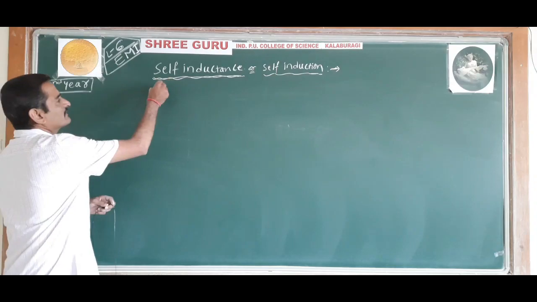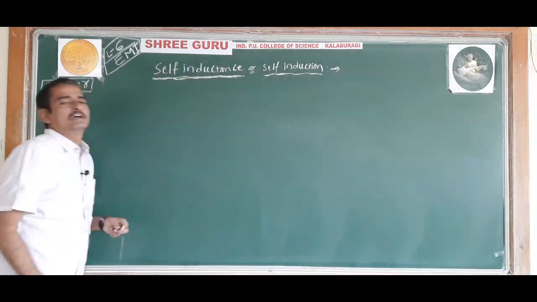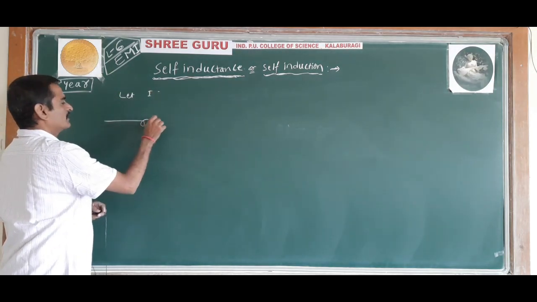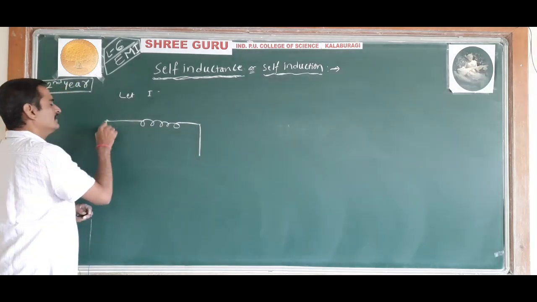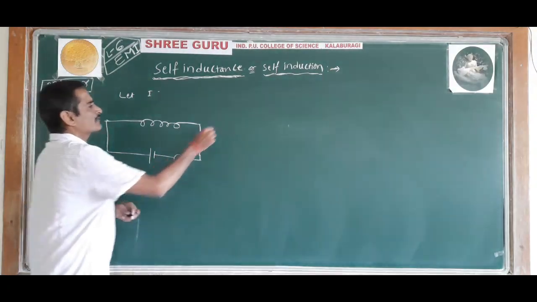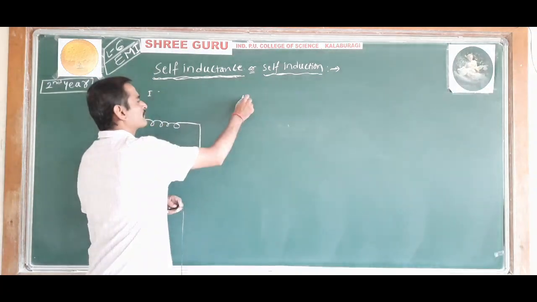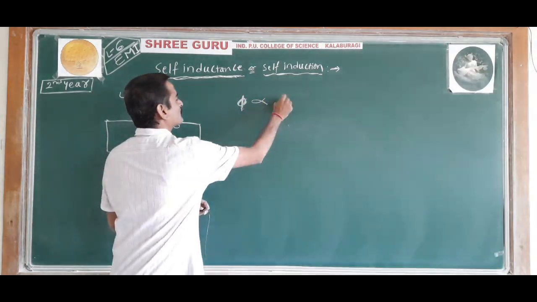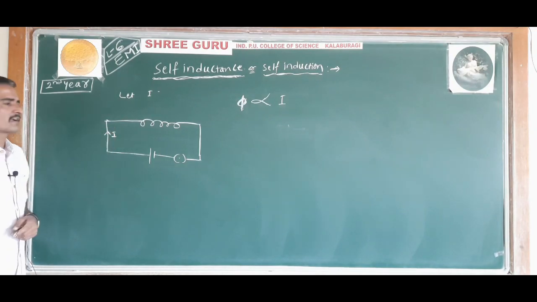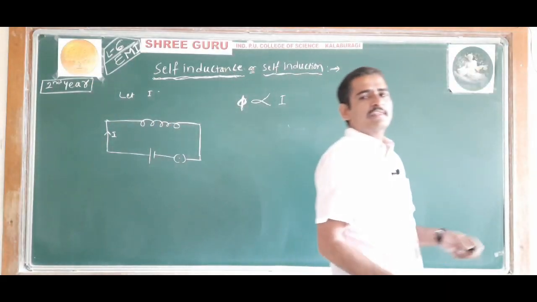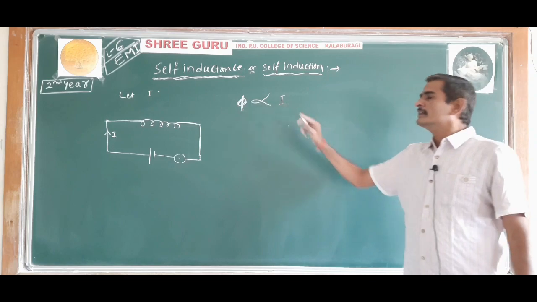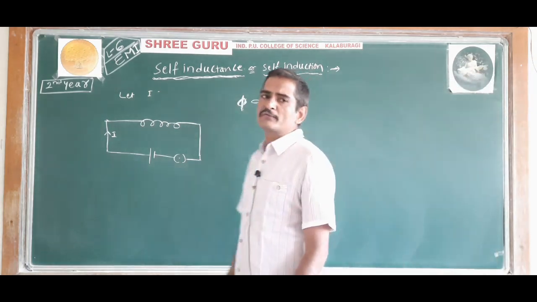now let us understand the self-inductance some more. Let I be the current flowing through the coil. Then it is found that the magnetic flux linked with the coil is directly proportional to the strength of current.